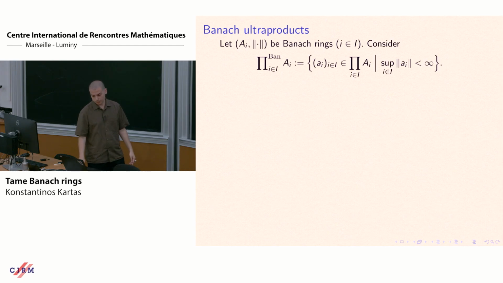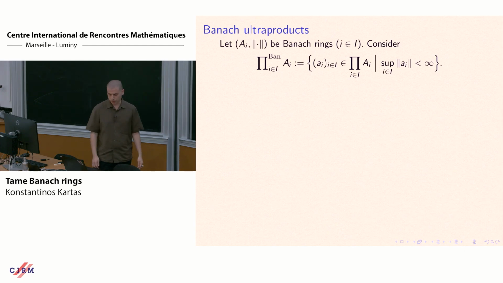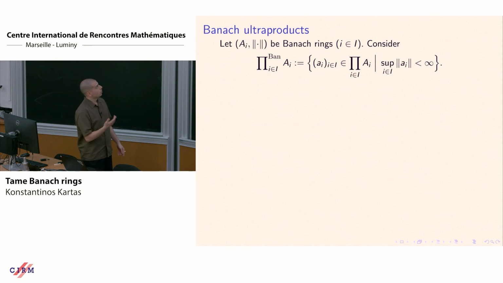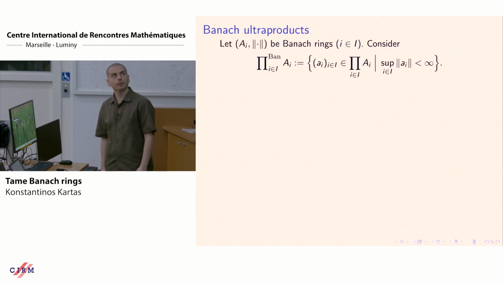So basically, let's start with some Banach rings, and we want to define their Banach ultra product. The usual ultra product is obtained as a kind of quotient of the product, but here we want something which is equipped with a norm. So we don't consider the product, but rather the product in the category of Banach spaces.